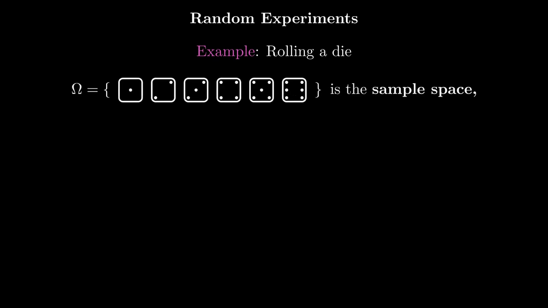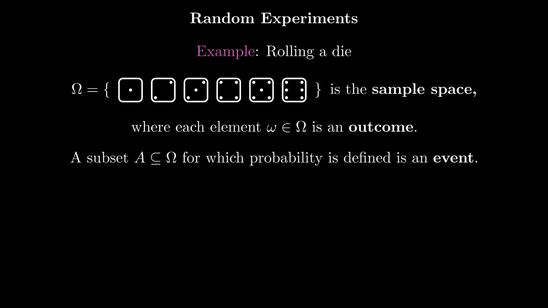In probability, we try to analyze outcomes of random experiments, for example, rolling a six-sided die. The outcomes, lowercase omega, of the experiment form the sample space, uppercase omega, and subsets of the sample space for which probability is defined form the events. For example, we can say that the face with 2 pips is one of the outcomes.